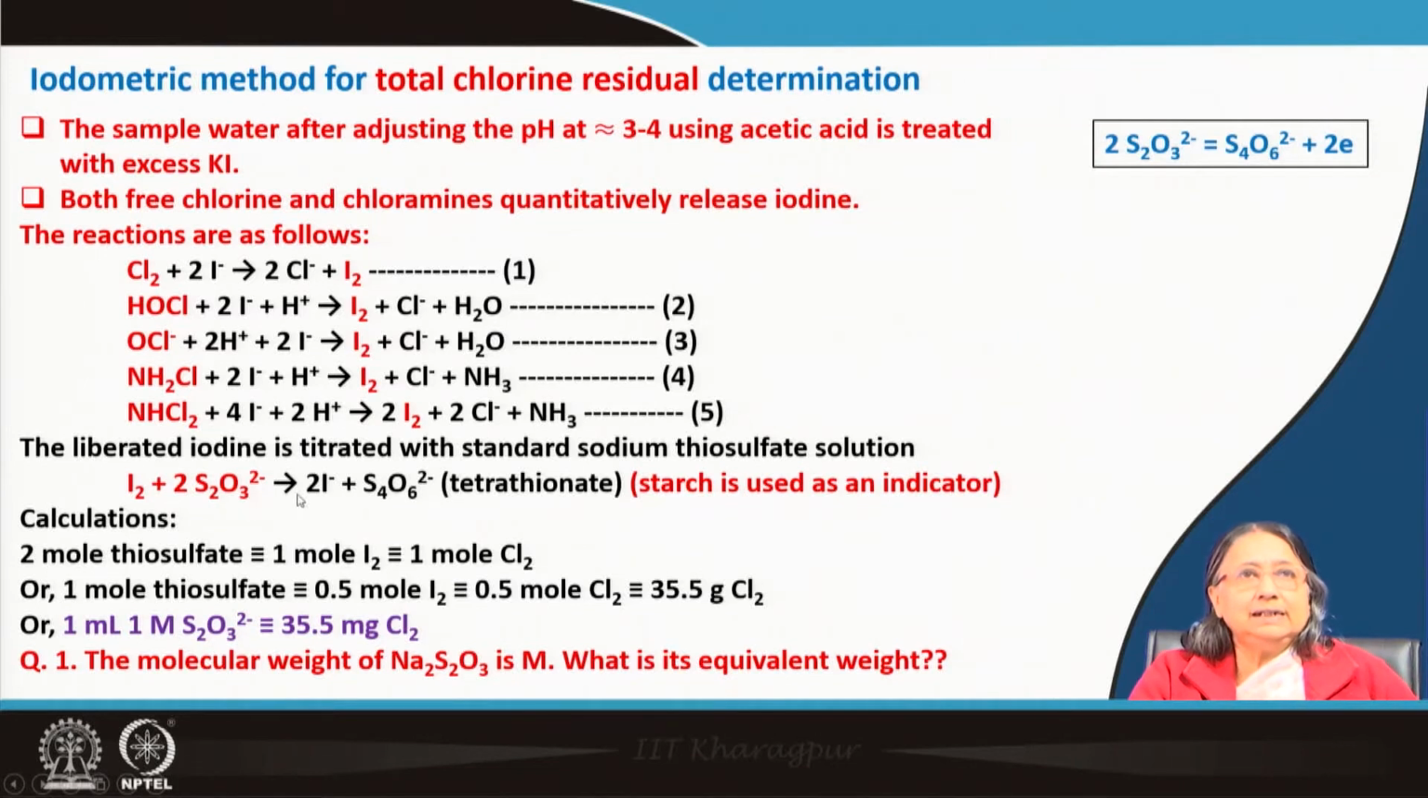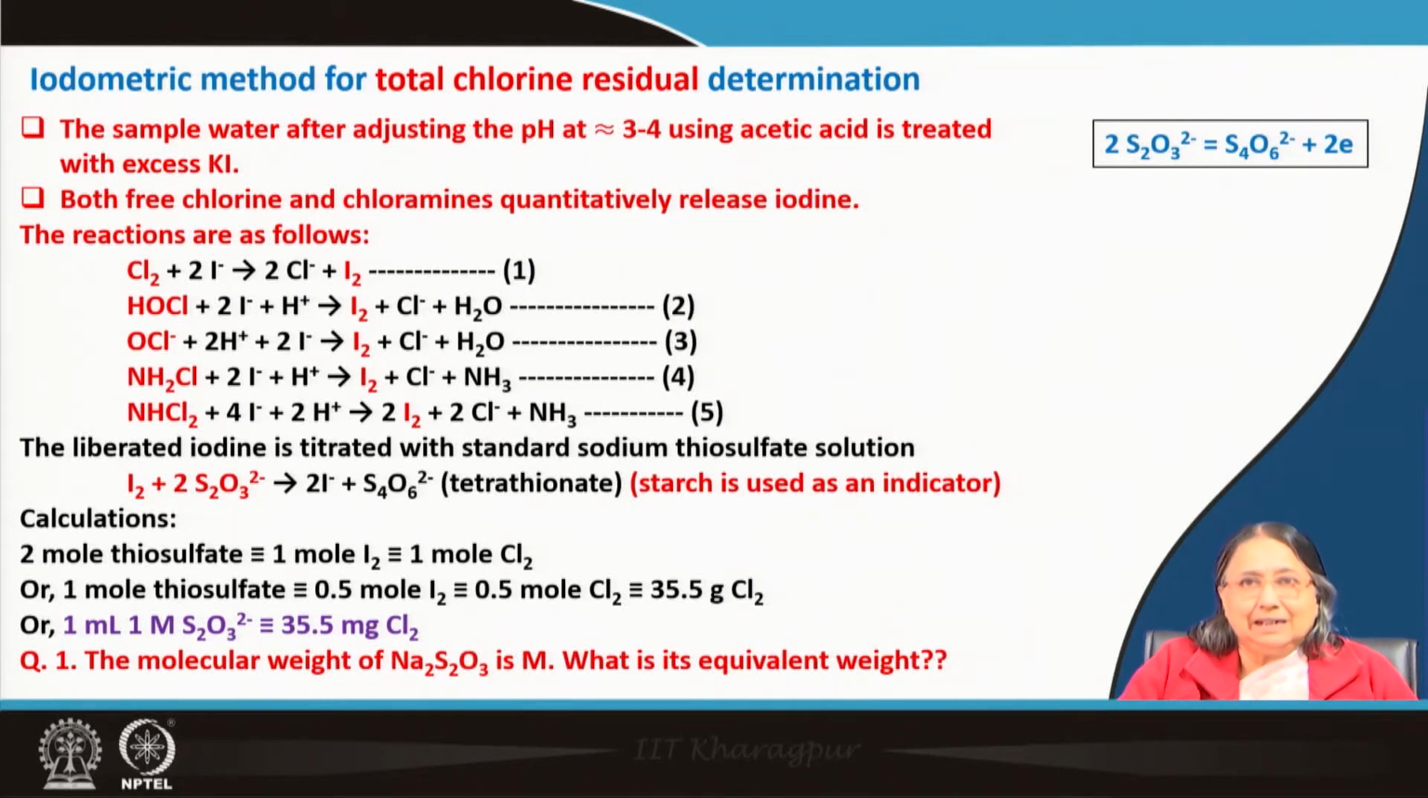So, what is the indicator here? It is starch. Starch is the indicator. We all know that for this type of iodometric titration, we take the thiosulfate solution in the burette, we take the solution where iodine is generated in the conical flask, and after that we start the addition of thiosulfate, and we have to use starch as the indicator.